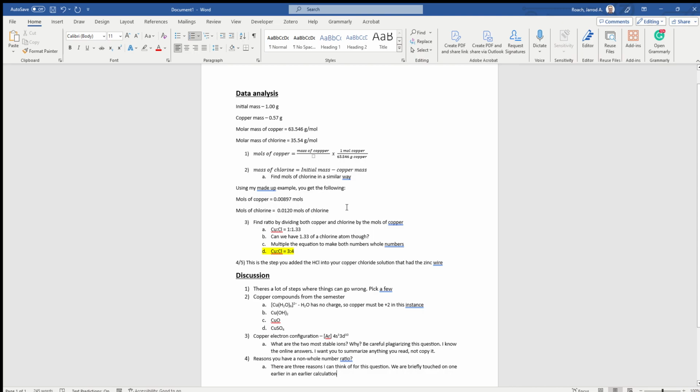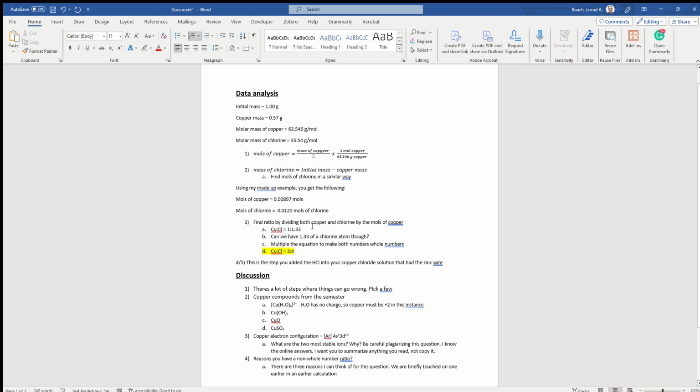Step 3 asks you to find the experimental ratio. You can do that by dividing both the moles of copper and the moles of chlorine by your moles of copper. That will give you a ratio of 1 to however many moles of chlorine you have for every 1 mole of copper. So you take 0.00897 and divide it by 0.00897, and you'll get 1. Then you take your moles of chlorine, in my case 0.0120, and divide it by 0.00897. You'll find that for every 1 mole of copper, I have 1.33 moles of chlorine.